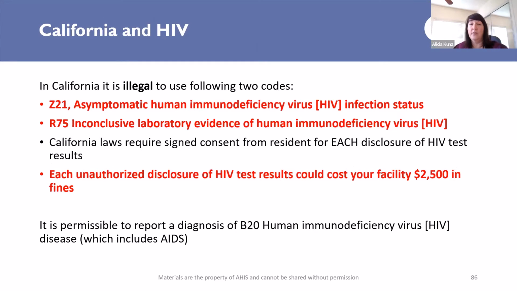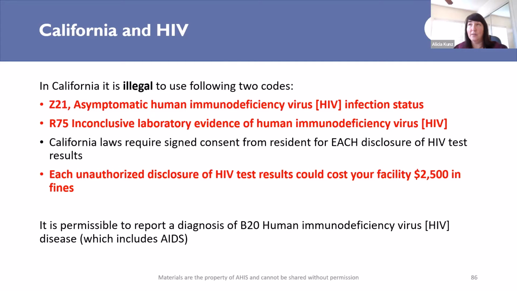Just be aware, in California, we do have some rules when it comes to coding HIV. In California, the test itself, the results, that is what is protected. So we have to have signed consent for each disclosure of an HIV test result. It's a little bit confusing, but if you just remember to not use code Z21, asymptomatic HIV infection status, or R75, inconclusive lab evidence of HIV. Don't use those codes in California, period.